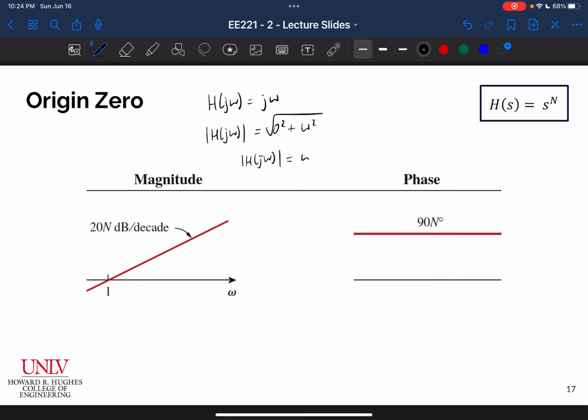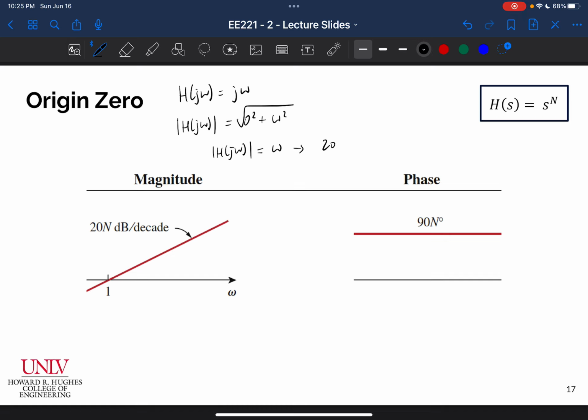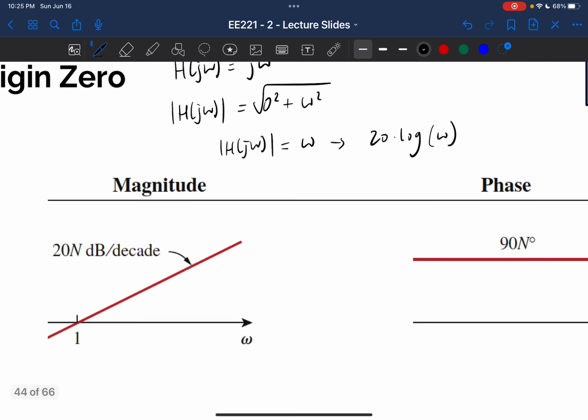Okay, and so of course we know, let me just move this out of the way, we are going to take 20 times the log of omega, and that's going to be our Bode plot magnitude. And so what happens when omega is 1? Well, when omega is 1, the log of 1 is 0. We know our log rules.